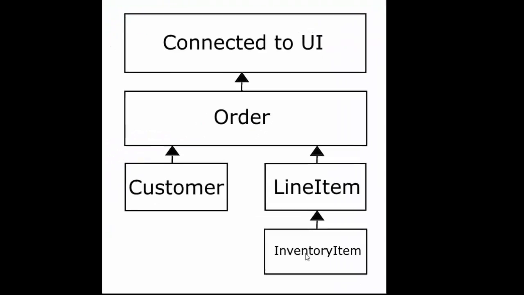Here's a diagram of the class hierarchy. The connected to the UI section is where we currently have our logic, our calculations. It uses an order class, the order uses a customer class and a line item class, and the line item class uses the inventory item class. Right now, all of our calculations and logic are up here at the top. What we want to do is move that logic down as far as we can, and then just pull the results up to the next level where it's needed.